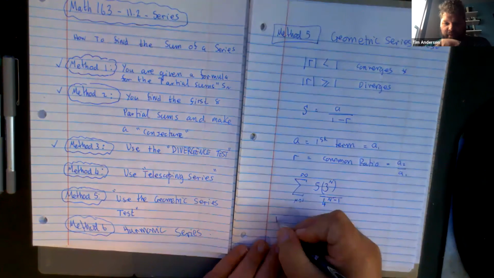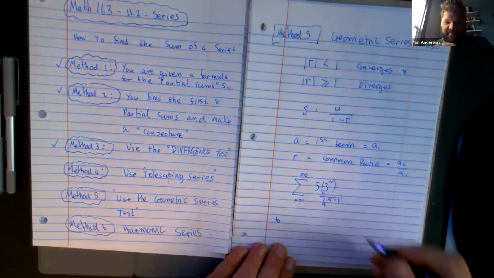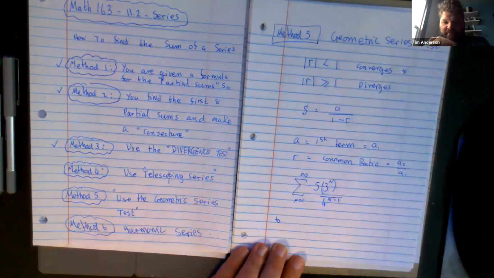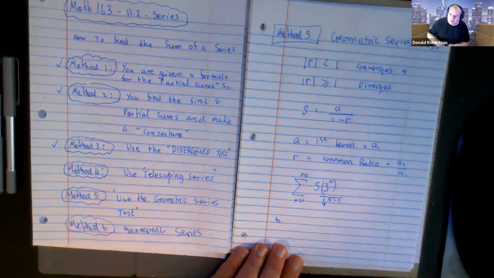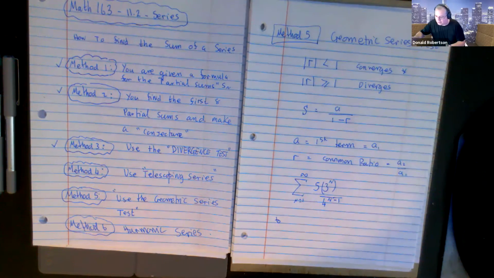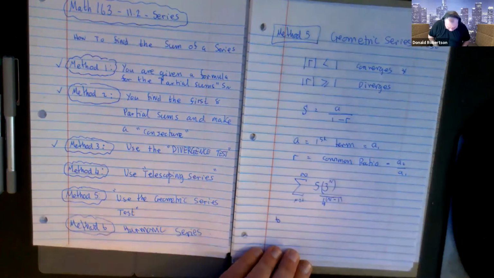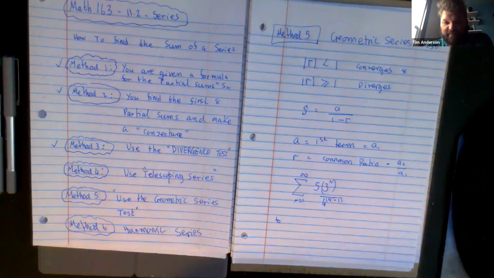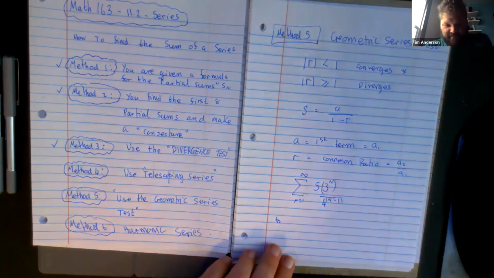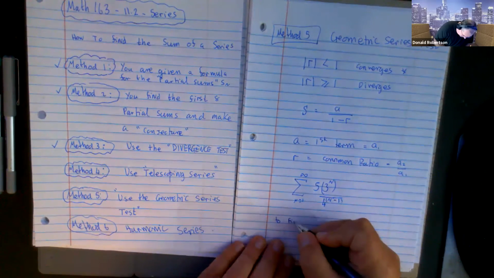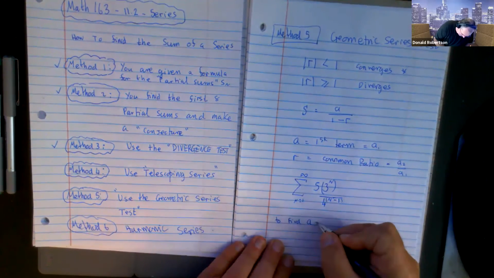Is that 4 to the power of n minus 1, or is that 4 to the power of n minus 1? It's 4 to the power of n minus 1. Does that help? I don't know, that probably makes it worse. Yes, thank you. Right. So to find A, that's the first term, you get A1.